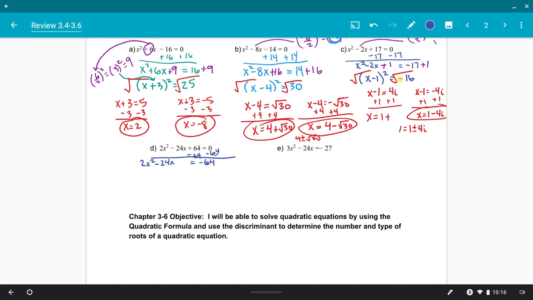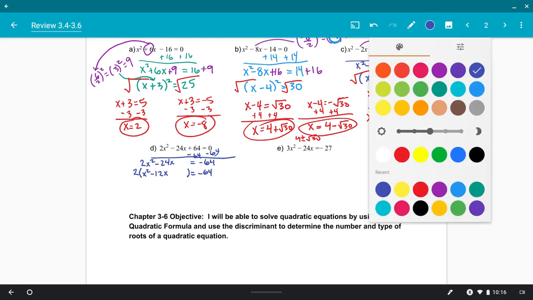Then this 2, we want to get rid of that. So what we're going to do is pull the 2 out front, and it's going to become x squared minus 12x, leave a gap, close the parentheses, equals negative 64. So again, what I did is just factored out the 2.